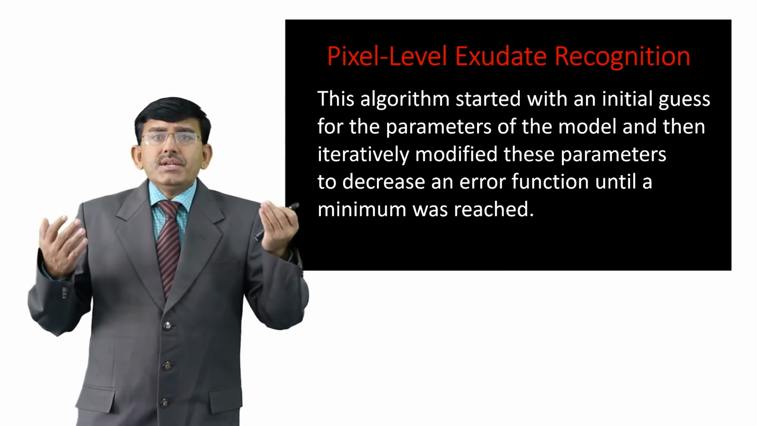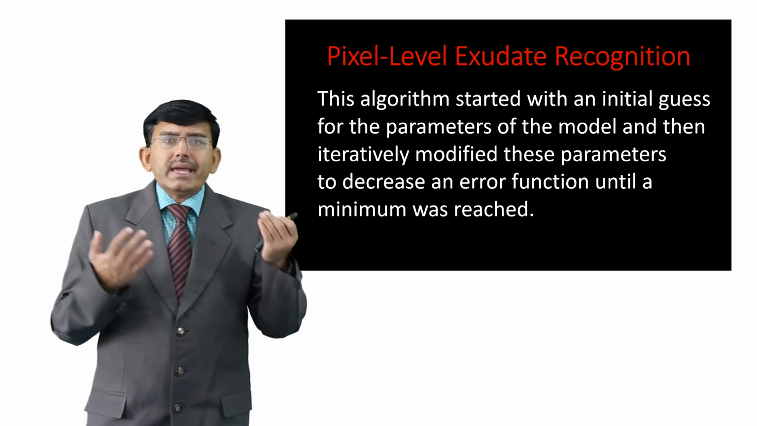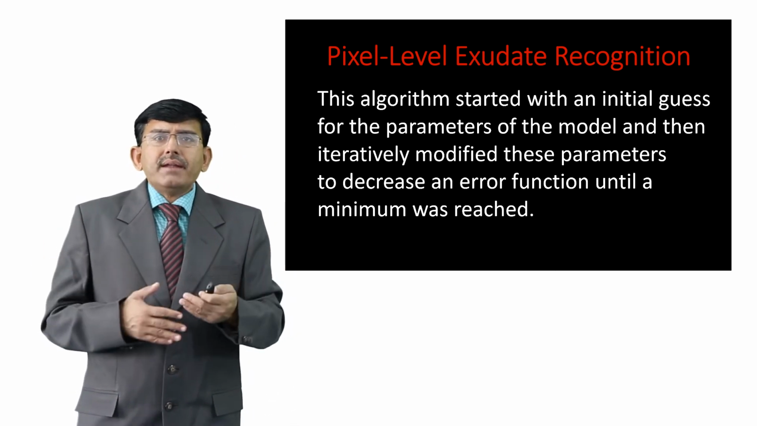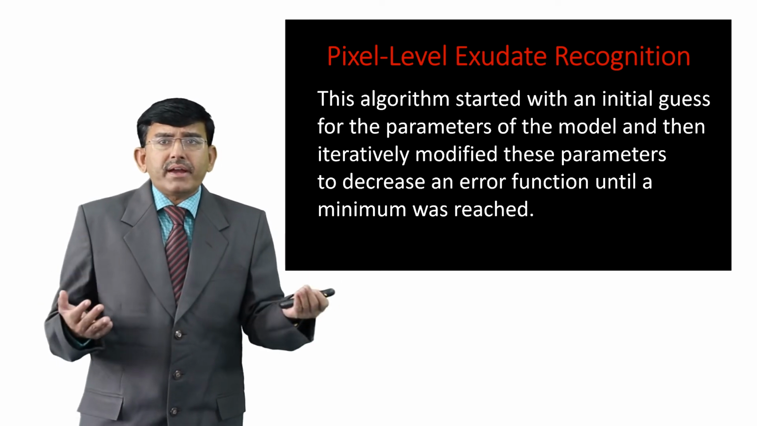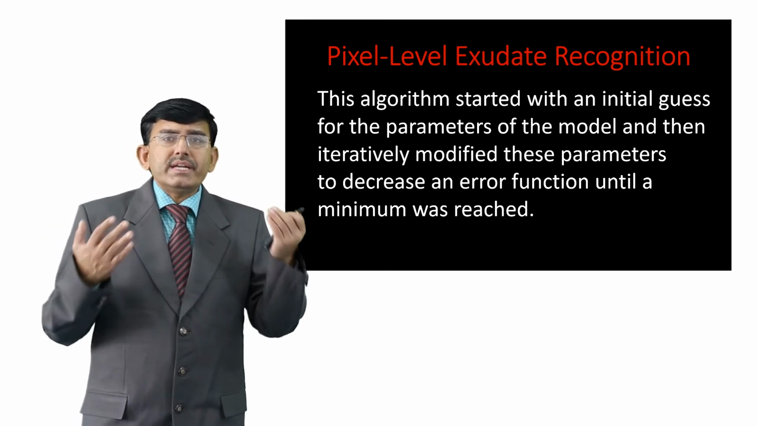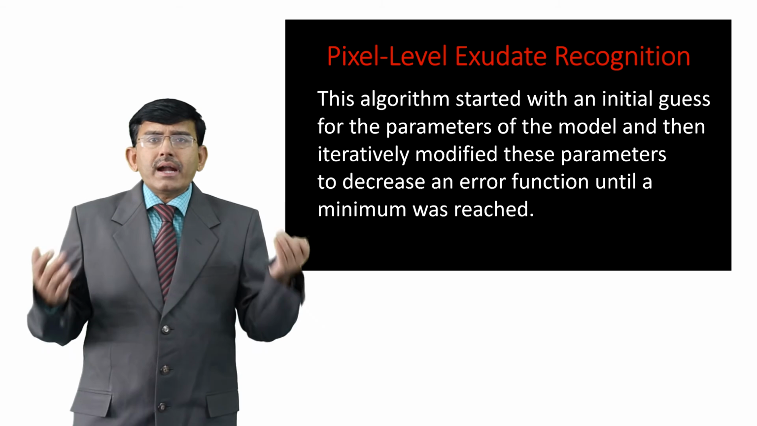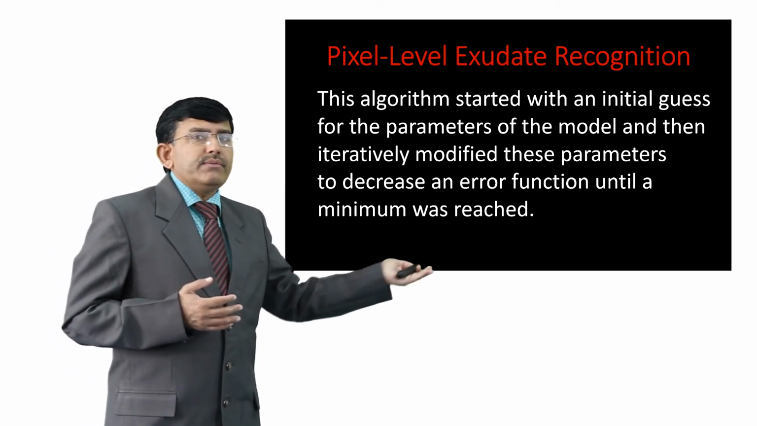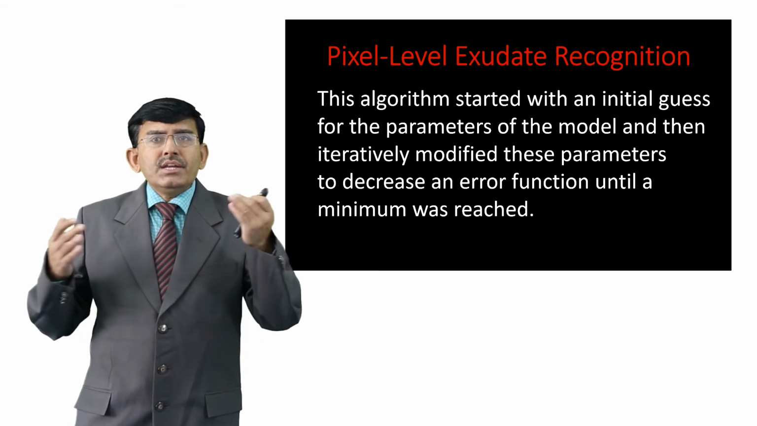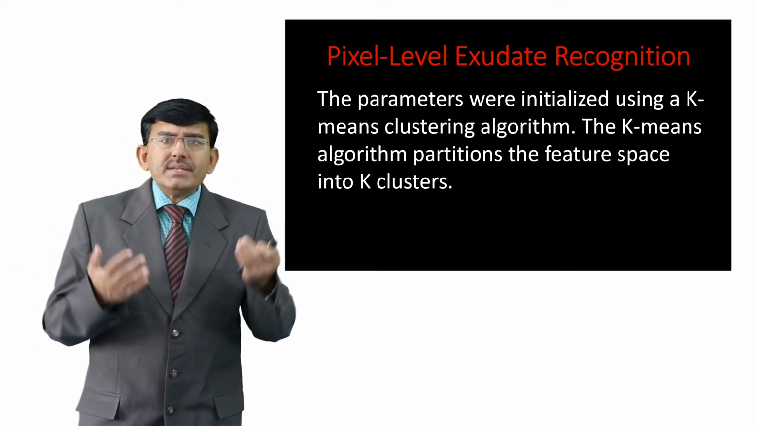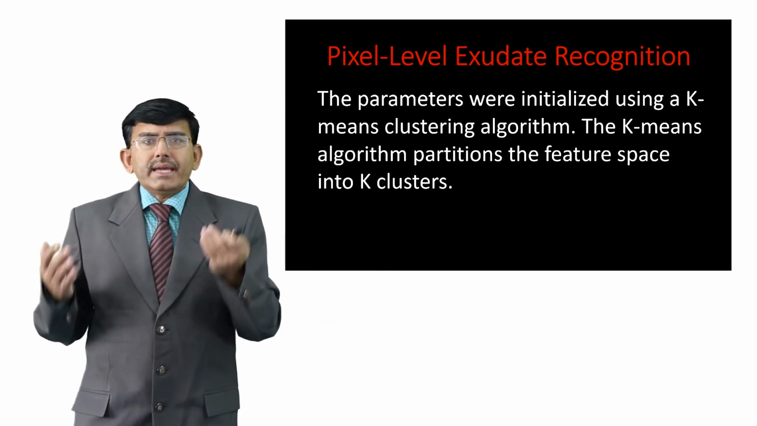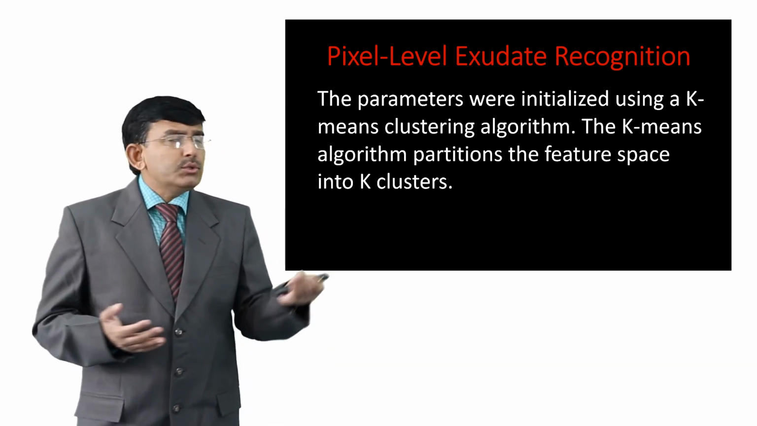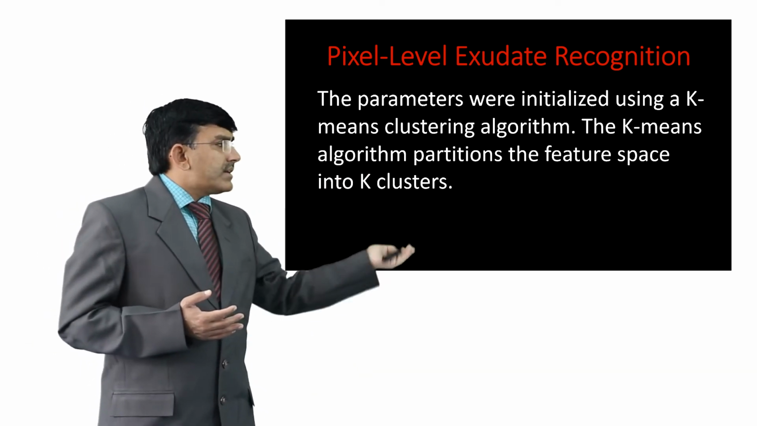This algorithm started with an initial guess for the parameters of the model and then iteratively modified these parameters to decrease an error function until a minimum error rate was achieved. The parameters were initialized using a k-means clustering algorithm. The k-means algorithm partitions the feature space into k number of clusters.